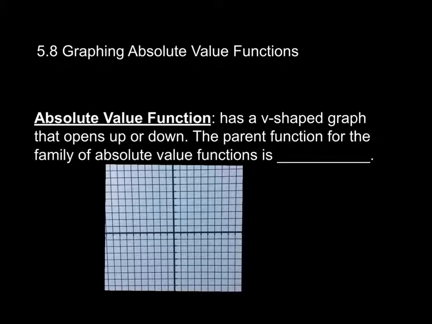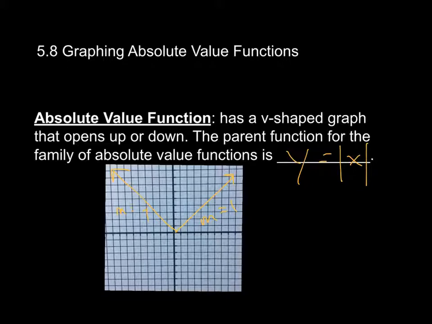Our first vocabulary term is absolute value function. This has a V-shaped graph that opens up or down. The parent function for the family of absolute value functions is y equals the absolute value of x. On the graph, the parent function looks like this, except this isn't exact because I can't get it exact with my finger. But the slope of this line is m equals 1, and the slope of this line is m equals -1.